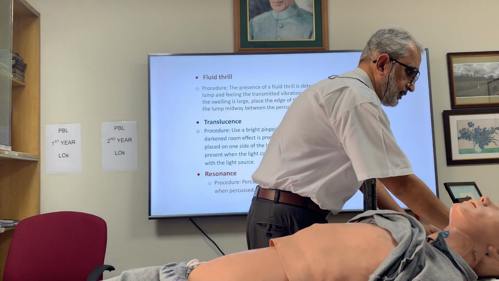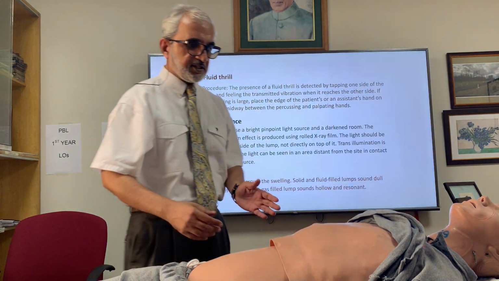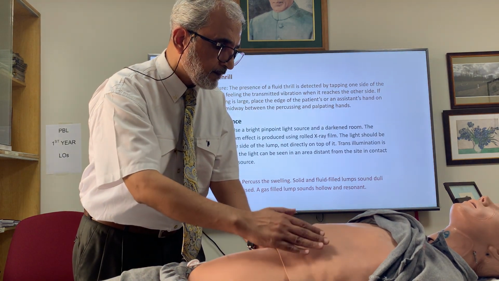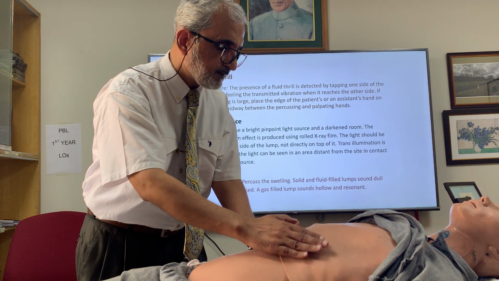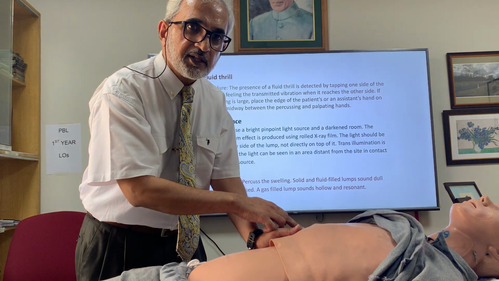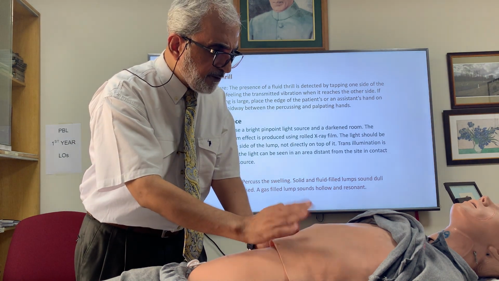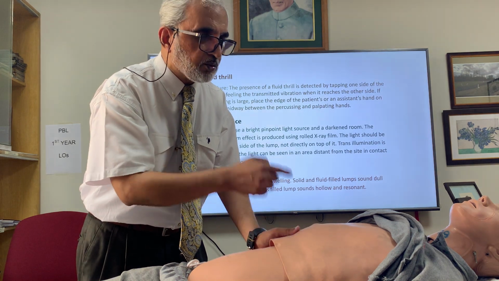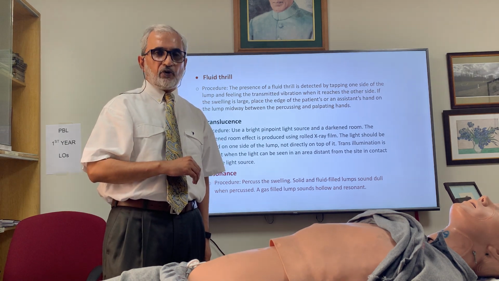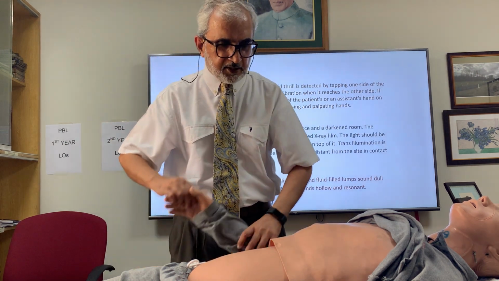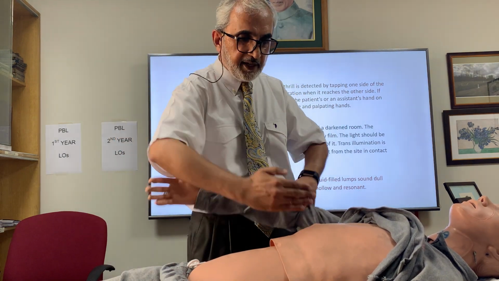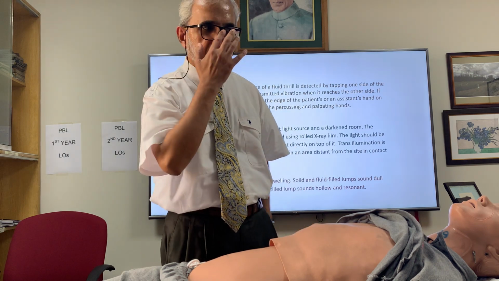Let me demonstrate. If this is the swelling, I put my hand over here, and what I'm going to do is slightly tap. You can't see, but I can see the fluid thrill on this side. One thing you should observe is that if I do this, you can appreciate the wave is passing through the anterior abdominal wall also. To stop that giving you a false result, the best thing to do is ask the person to keep his hand in the middle, over here, to stop that.